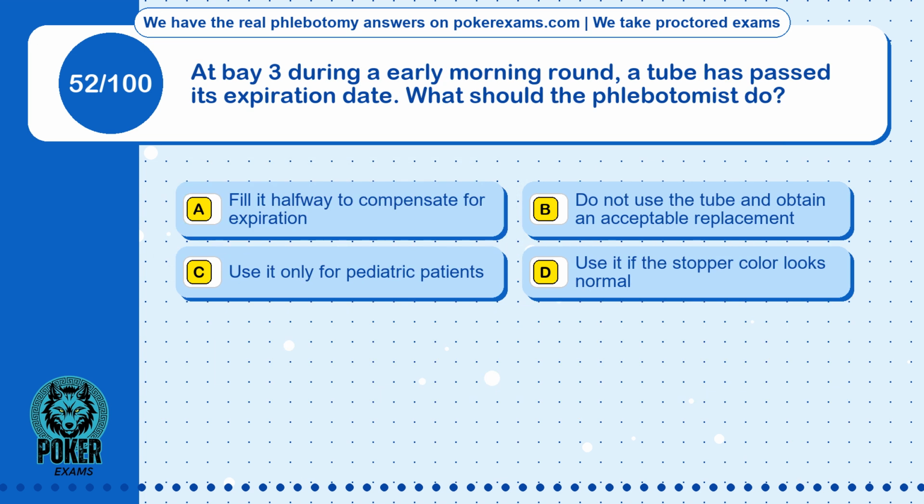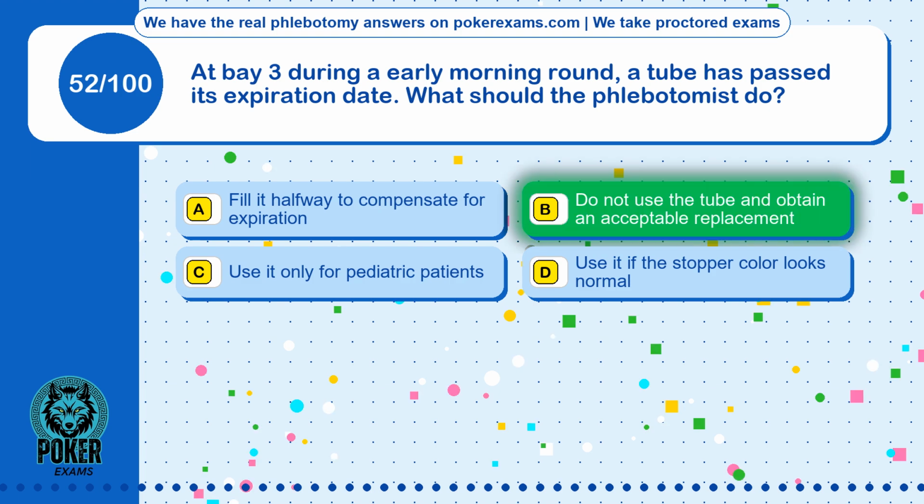Question 52. At Bay 3 during an early morning round, a tube has passed its expiration date. What should the phlebotomist do? Option A. Fill it halfway to compensate for expiration. Option B. Do not use the tube and obtain an acceptable replacement. Option C. Use it only for pediatric patients. Option D. Use it if the stopper color looks normal.